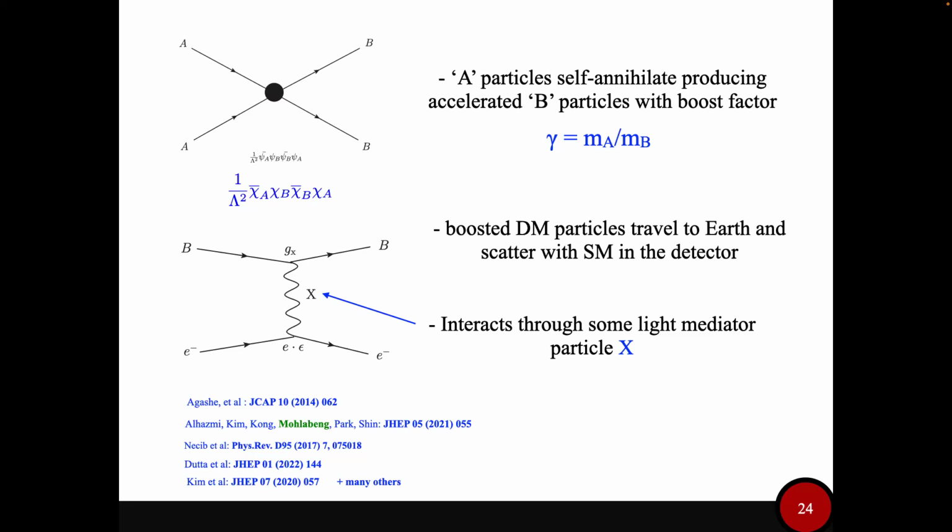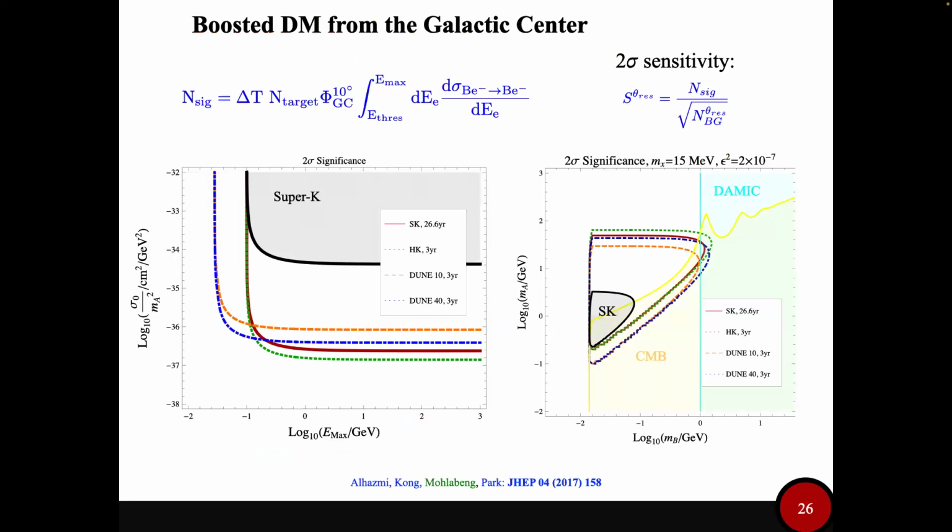Yeah. In fact, I didn't invent this, but the first paper that came out was by this group over here, and they called it indirect detection of dark matter. As for the masses, if I remember correctly, here I have a 15 MeV dark matter mass, and the B particle ranges from 10 MeV to 100 GeV. So it's really light.